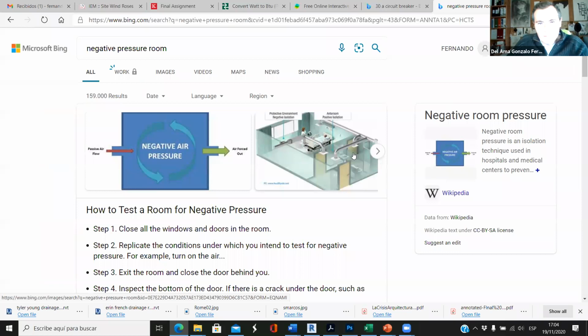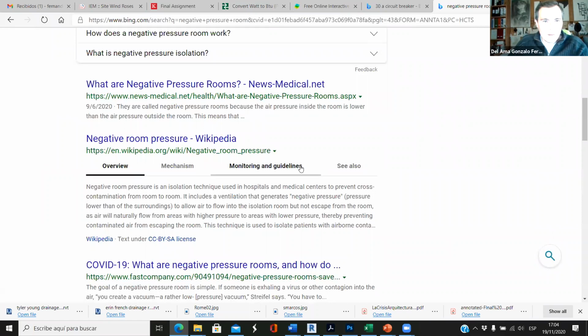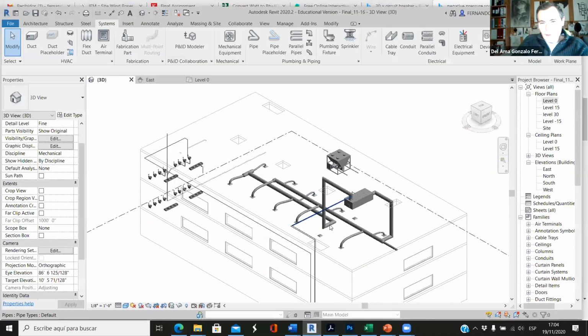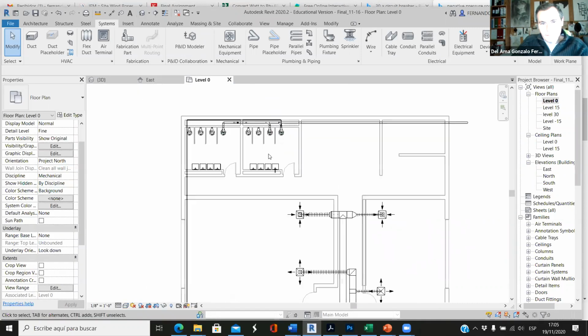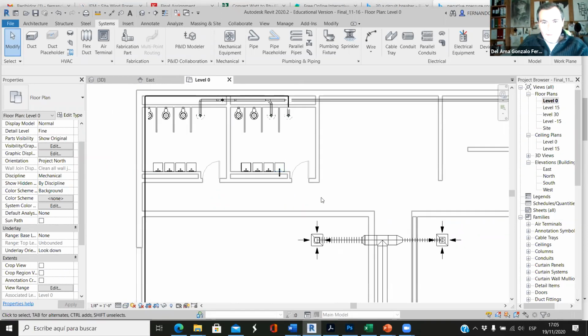What is negative pressure? Okay, so the air pressure inside this room is lower than the air pressure outside the room. Does it make sense? It does, especially when we are talking about toilets or kitchens. So the pressure inside the toilet has to be lower than the pressure outside the toilet. If this pressure is lower, then the air from the corridor will enter the toilet.